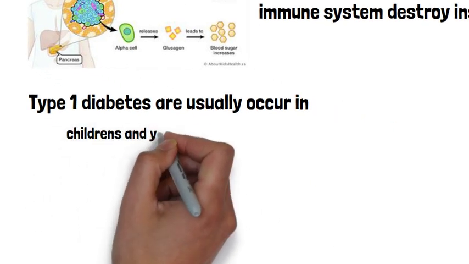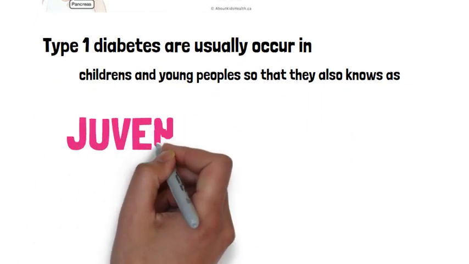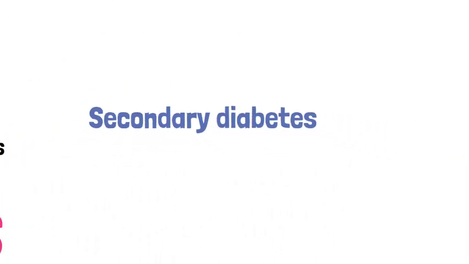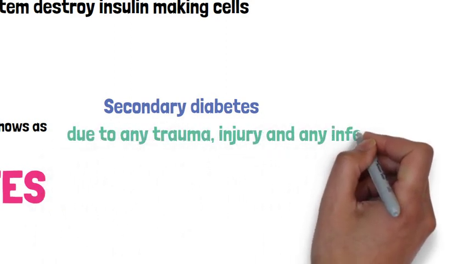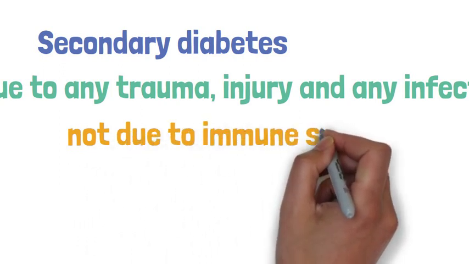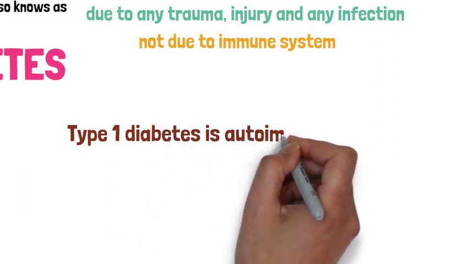Type 1 diabetes mellitus usually occurs in children and young people, so it is also called juvenile diabetes. Secondary diabetes is due to any trauma, injury, or infection that can stop the synthesis of insulin from beta cells in the pancreas. This does not occur due to autoantibodies or immune system complexes. Type 1 diabetes is an autoimmune disease.